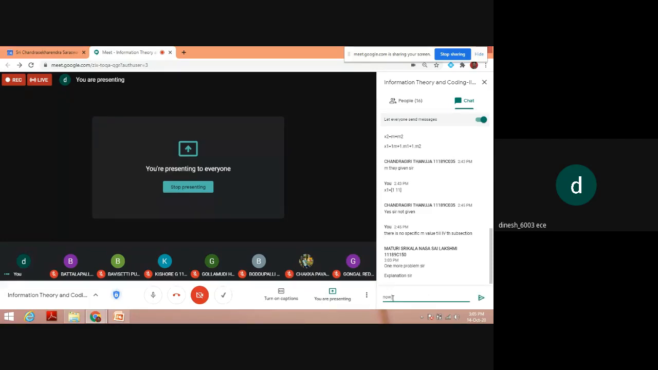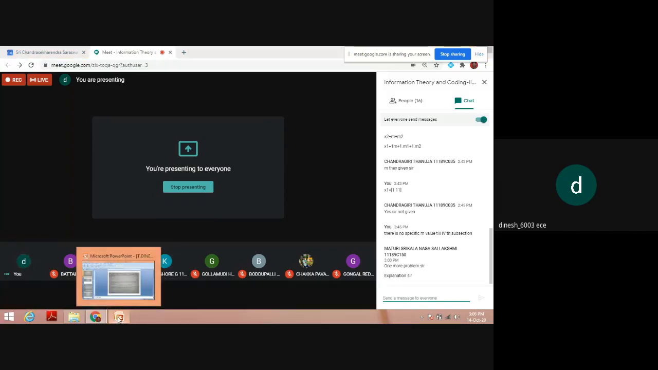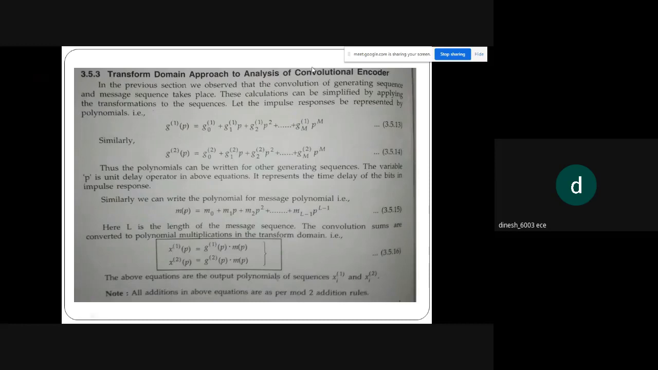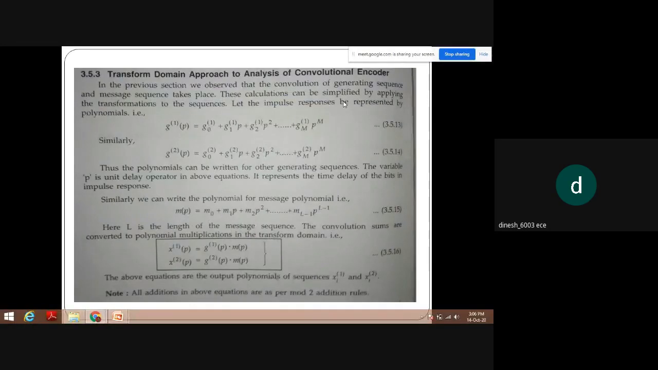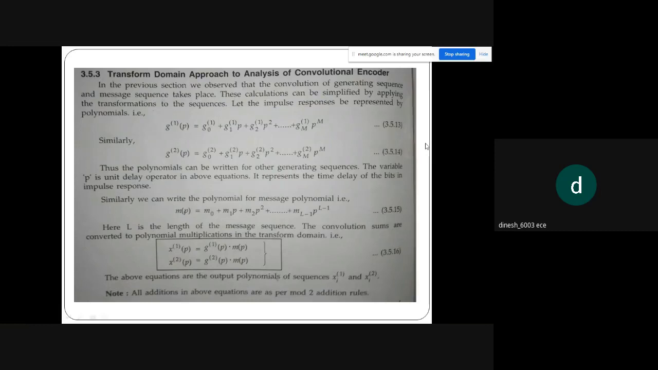Now we'll see transform domain. If you see transform domain, you will feel time domain to be easier. Okay, we'll see that. So the transform domain approach for analyzing the convolutional encoder is a similar procedure but with some modifications.